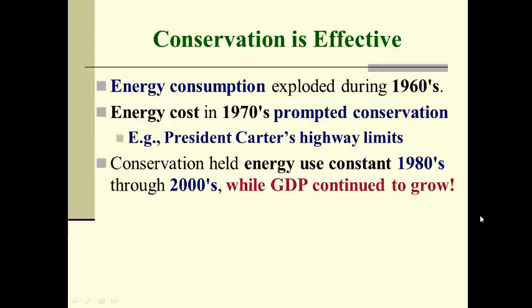It's effective. So in the 1960s, energy consumption exploded. And then the cost went up in the 1970s, which prompted conservation. At this point, things like President Carter's highway speed limits were put in place. Remember, that restricted the speed limit on interstates to 55 miles per hour. Conservation efforts held energy use constant from the 1980s through the 2000s, all the while the gross domestic product was growing.